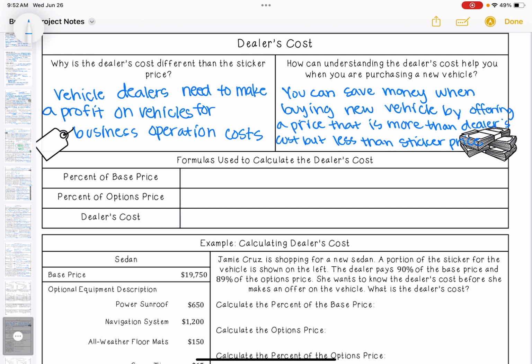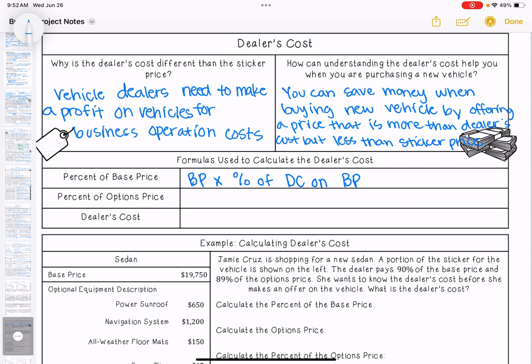All right, so some formulas used to calculate the dealer's cost. The first one is percent of base price. So that is the base price times percent of dealer's cost on base price. I'm doing a lot of abbreviation here because the line is small. So BP is base price, DC is dealer cost.